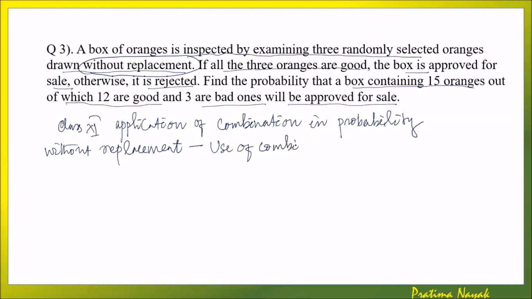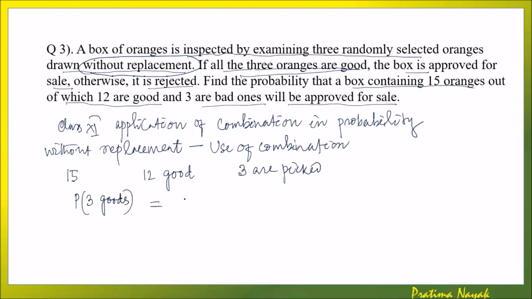Now let us read the question again. So there are how many oranges? 15 oranges are there. Out of that, 12 are good. Now if three are picked, if all the three are good, then it will be approved for the sale. That means there will be probability of all will be 3. So probability of 3 goods, it will be how much?